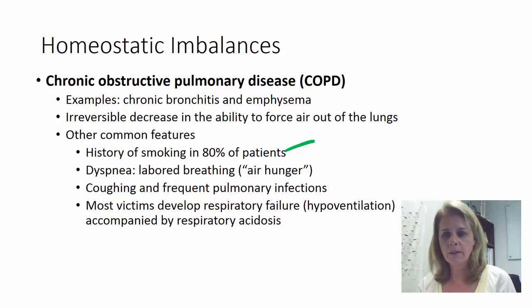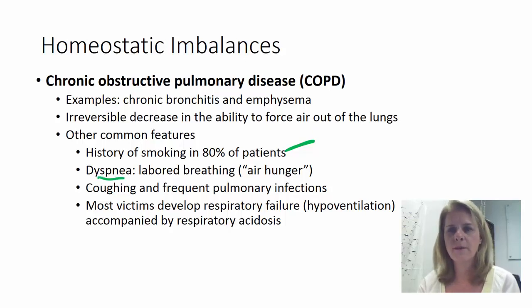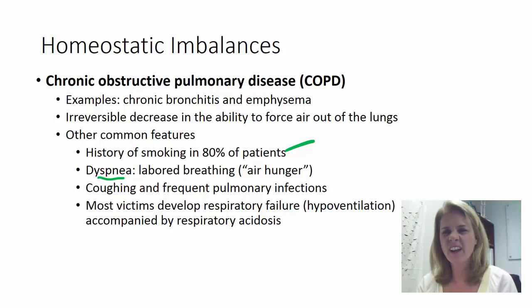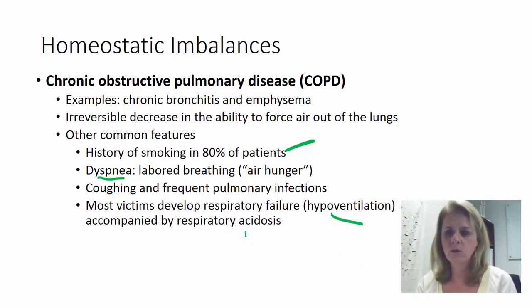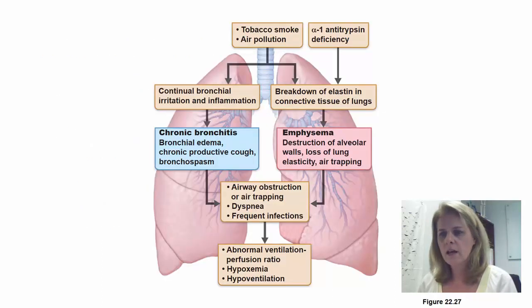They have labored breathing, which is called dyspnea. Some of these words are hard to say. Like coughing, frequent infections. Typically they have respiratory failure, which is called hypoventilation, accompanied by respiratory acidosis. So they would go into the hospital, they'd take a blood sample, and they would see that the pH of their blood was too low. And we'll talk again about respiratory acidosis versus respiratory alkalosis when we talk about pH balance. But COPD is a common thing that you see.